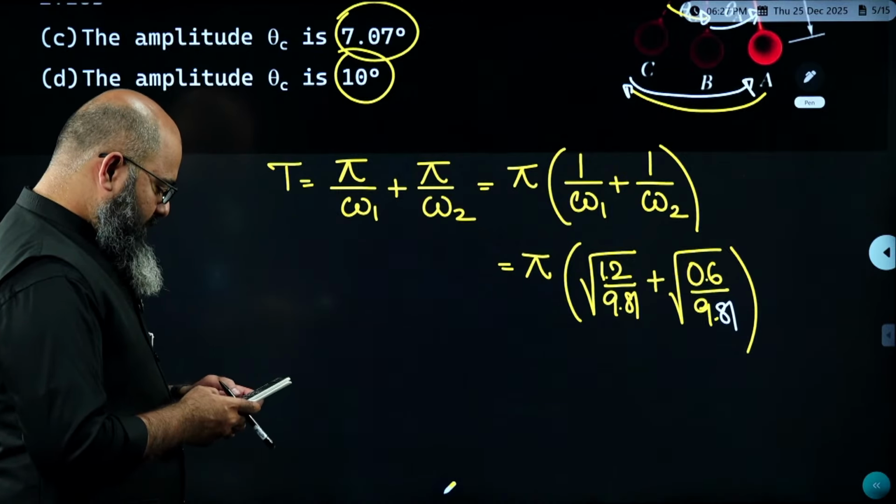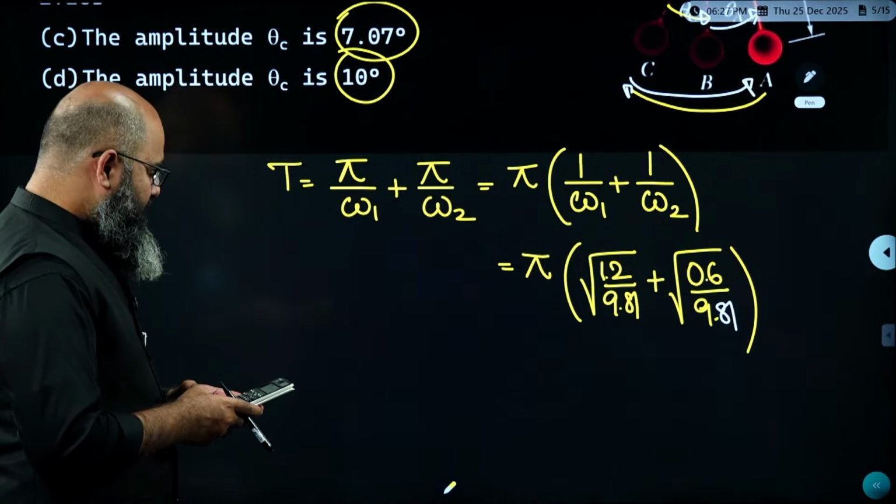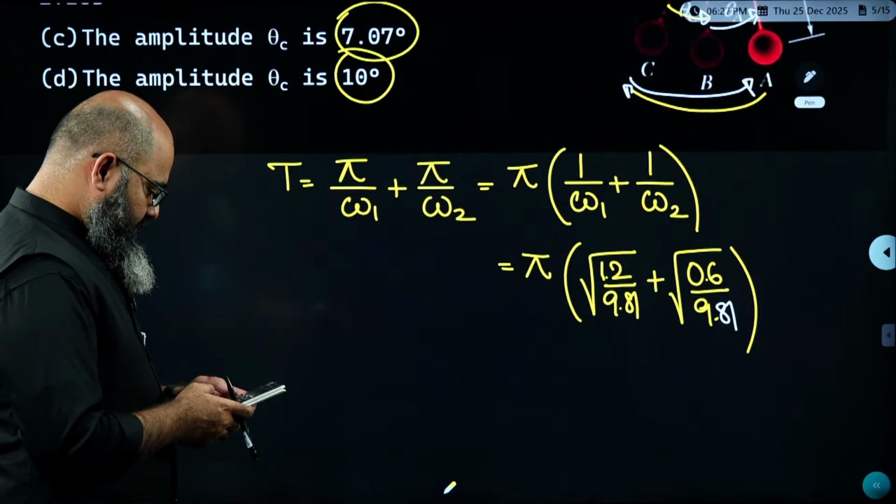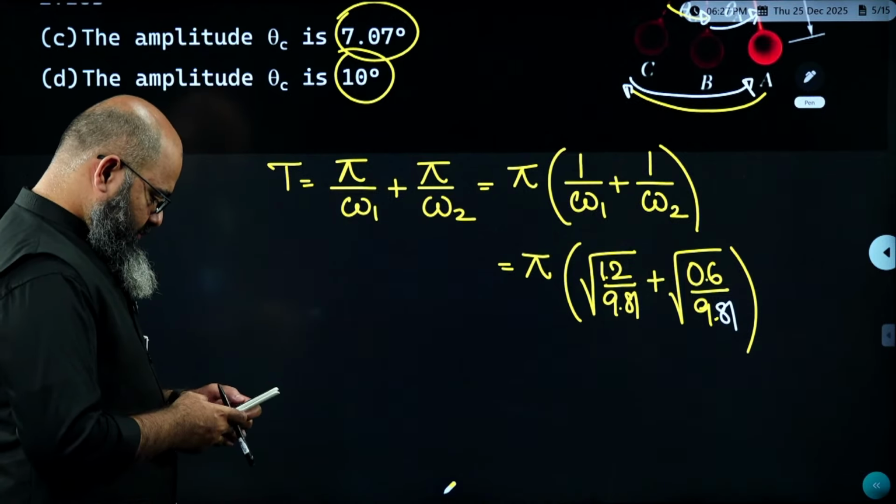You please don't use these calculators for practice. You will not have these calculators in your examination.